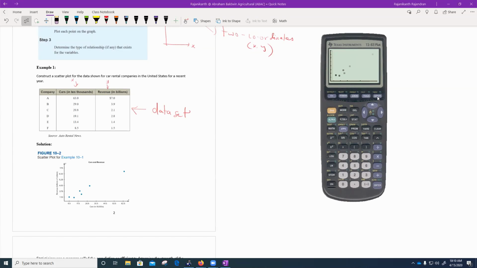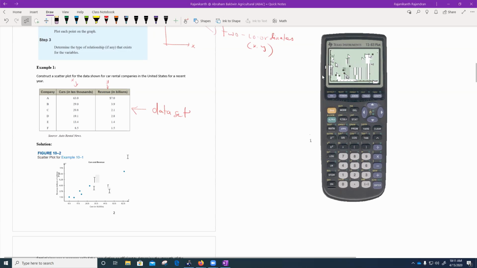Okay, now let us see how our graph is. So this is my scatter graph. If you look at this graph with the picture here, almost similar, right? So all the points, 1, 2, 3, 4, 5, 6. I have 6 points in my picture. That means I have all the points here. So you have to set your window according to your x and y values. Okay, so this is called the scatter plot.